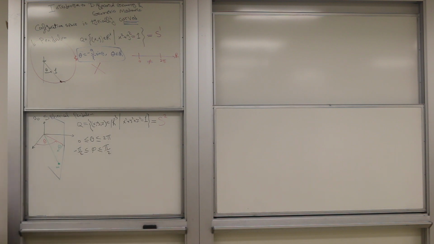Any question about the sphere here being our configuration space, where over there it was the circle? These are curved spaces, they are not flat spaces. Any question about that? Let's get a bit more interesting example.